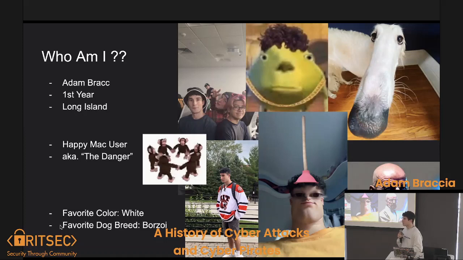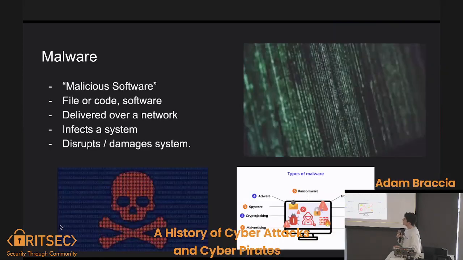Now, some of you might be asking, what is malware? Raise your hand if you know what malware is. Okay, some of you know what malware is. For all you who don't, I'm about to blow your mind. It's going to be a lot of information. So malware usually is from a file or code. It's malicious software. It's delivered over a network and it infects the system.